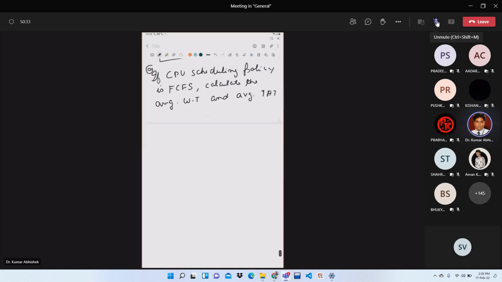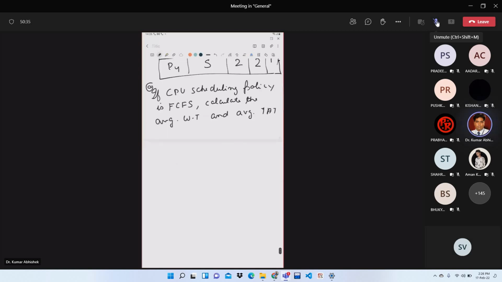And question number 1B. If the CPU scheduling policy is round robin with time quantum equal to 2, calculate the average waiting time.